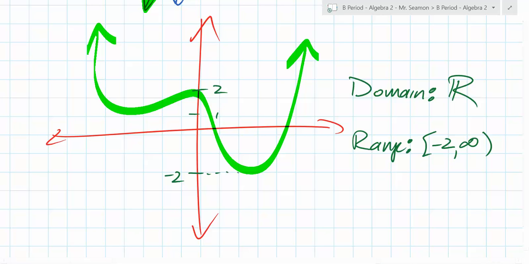No. For the purposes of range, does it matter that it doubles back on itself? No. It's just asking you, what is the set of output values? The set of output values is everything greater than or equal to negative 2.